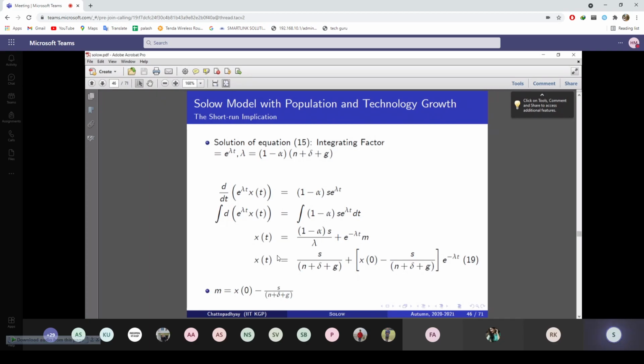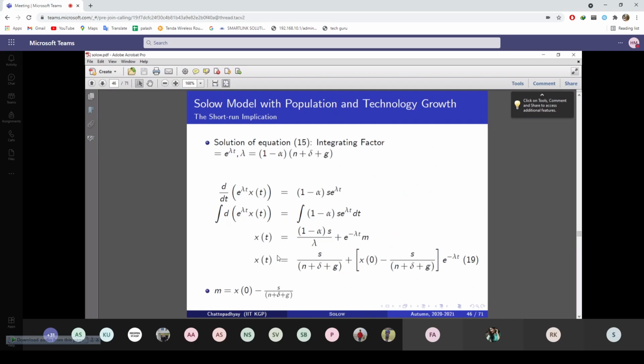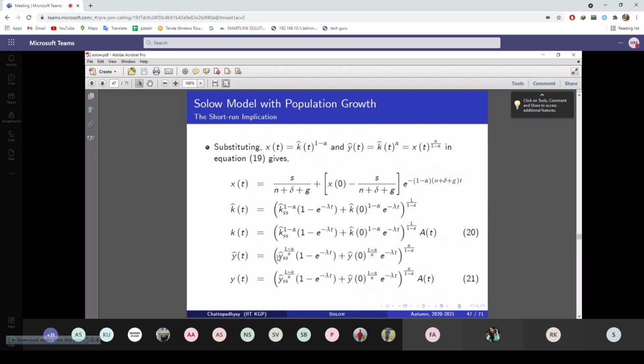So from equation number 19, as I said, xt is known, which means k hat t to the power 1 minus alpha is known. So this equation that you have solved gives k hat t to the power 1 minus alpha. Now this is going to be the movement of k hat t, this is going to be the movement of y hat t, and this is the movement of per capita capital stock, this is the movement of per capita output.